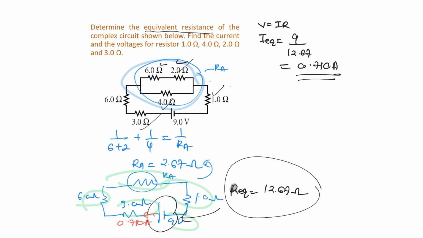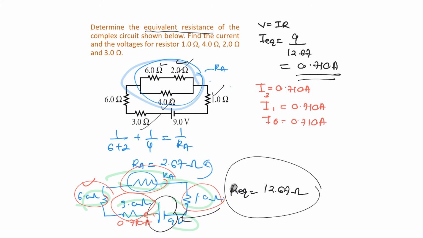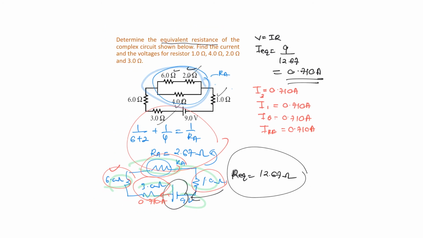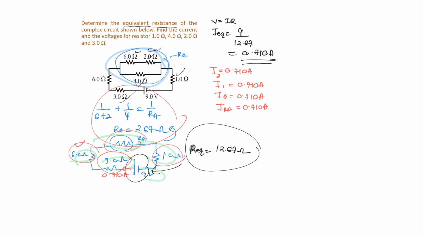So what is the value of the current for 3 ohm, 6 ohm, RA and 1 ohm? Yes, because it's in series, the current will be the same. So the current for I3 is going to be 0.710 ampere. The current for I1 is going to be 0.710 ampere. The current for the 6 ohm is going to be 0.710 ampere, and the current for RA, the combination of all these things, is going to be 0.710 ampere, because it's in series.